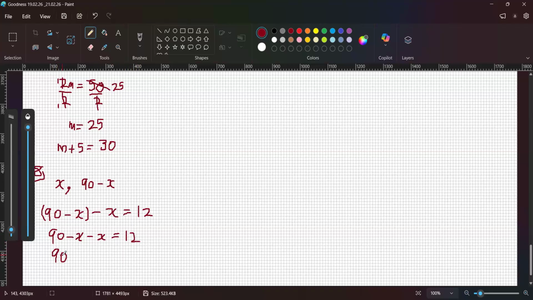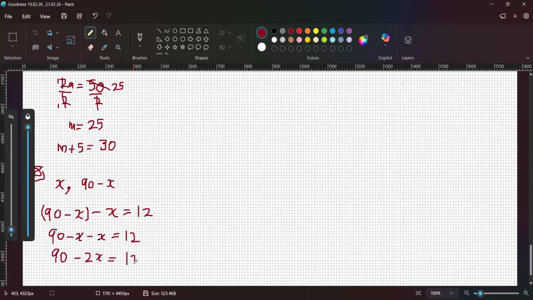I don't agree. This is when it would have been 0, had they been plus, then we would have had 0. Do you get? But okay, minus 2x. Thank you very much. It's minus 2x. Correct. So 90 minus 2x equals 12.